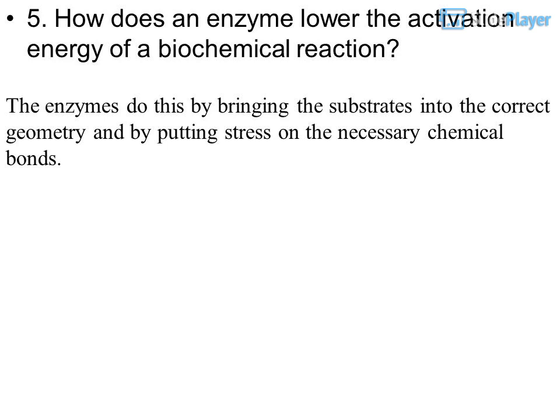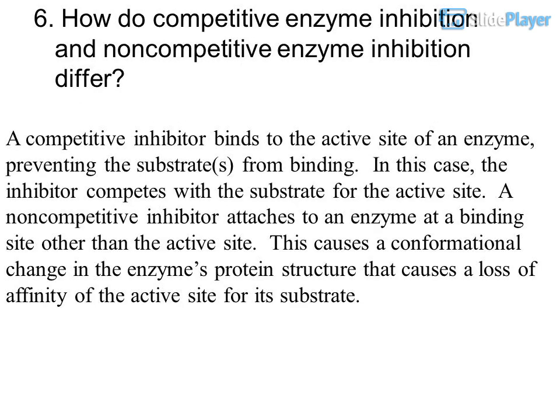Enzymes do this by bringing the substrates into the correct geometry and by putting stress on the necessary chemical bonds. 6. How do competitive enzyme inhibition and non-competitive enzyme inhibition differ? A competitive inhibitor binds to the active site of an enzyme, preventing the substrates from binding. In this case, the inhibitor competes with the substrate for the active site.